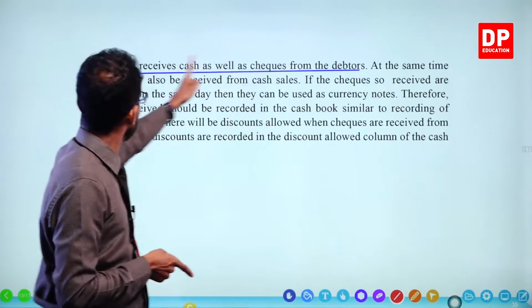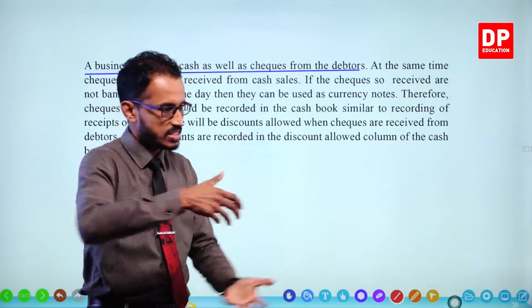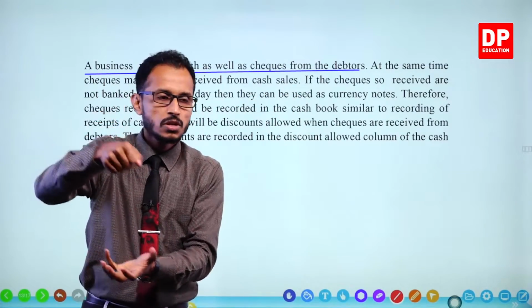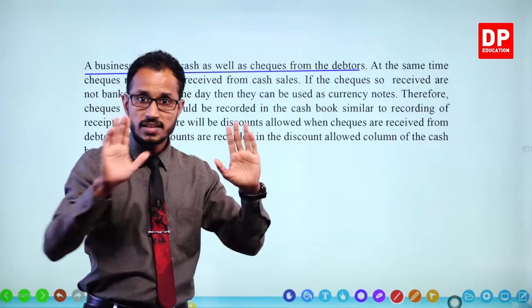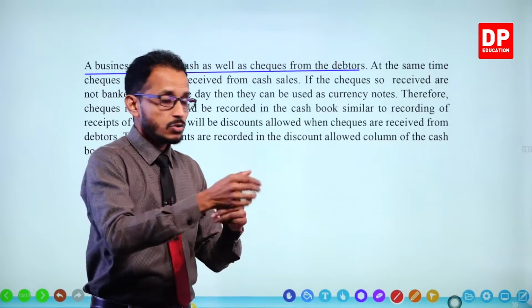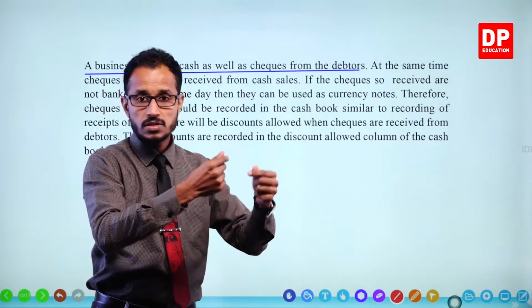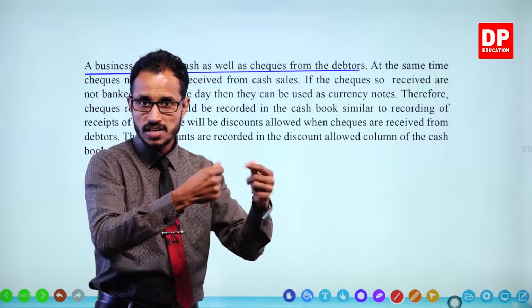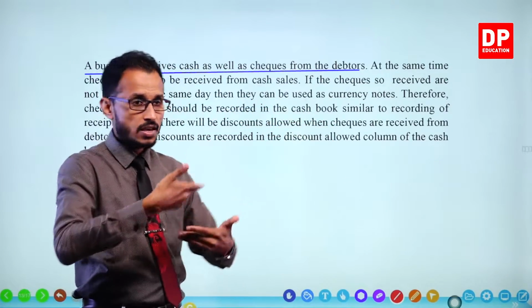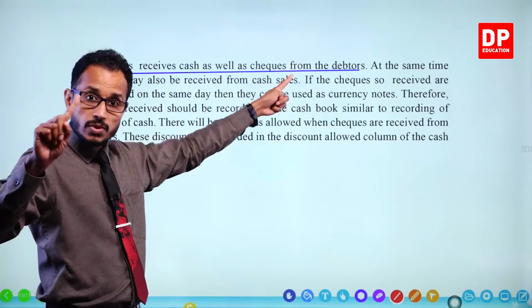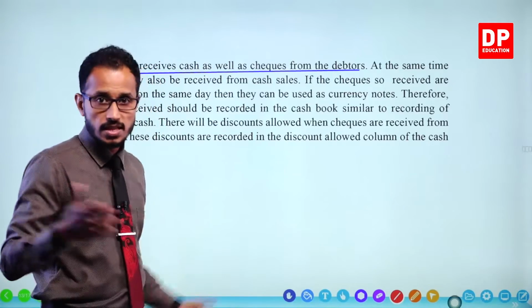At the same time, checks may also be received from cash sales, when we sell goods for cash to customers who are paying then and there, not the debtors, not credit sales. Most of them pay cash then and there, so cash sales. From cash sales also, instead of cash, we could receive checks. There's a possibility of receiving checks.